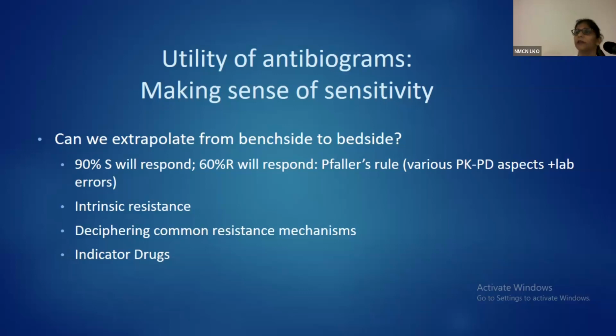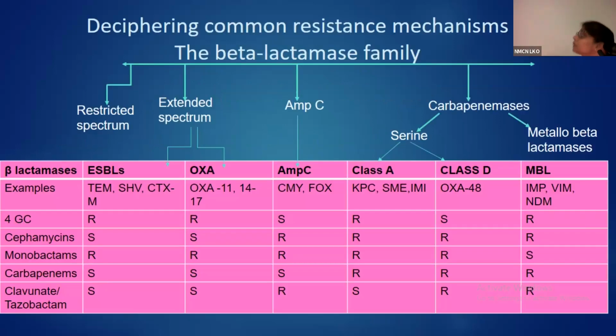Intrinsic resistance, we have already discussed in the previous lecture. So I'll be covering common resistance mechanisms. This is a slide showing the beta-lactamase families. We have beta-lactamases which have been posing a great concern for many years. Then we have restricted spectrum beta-lactamases, which are penicillinases and cephalosporinases. Then we have extended spectrum beta-lactamases.